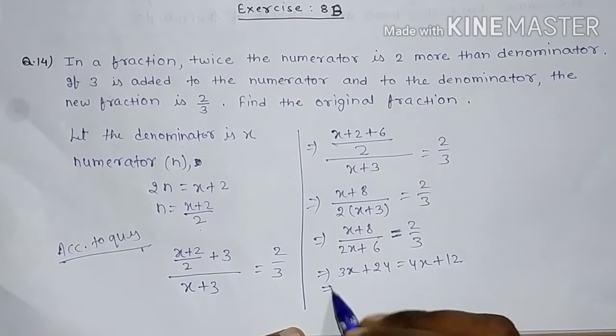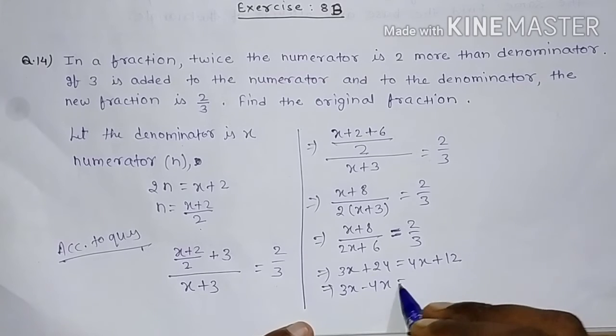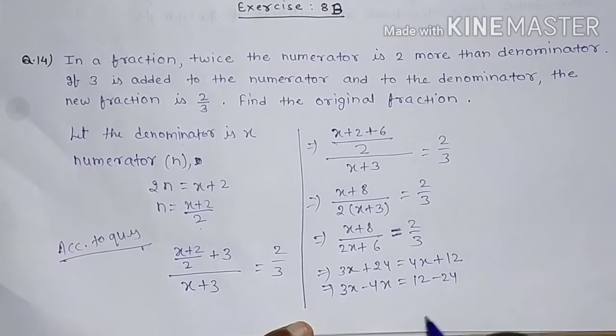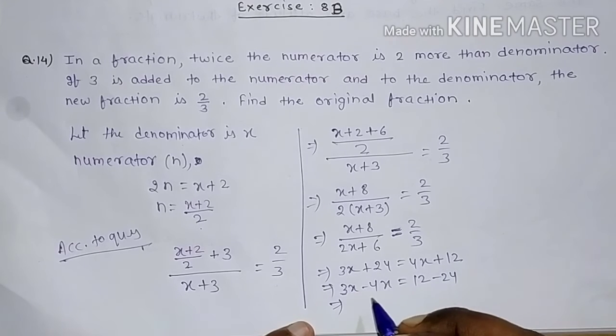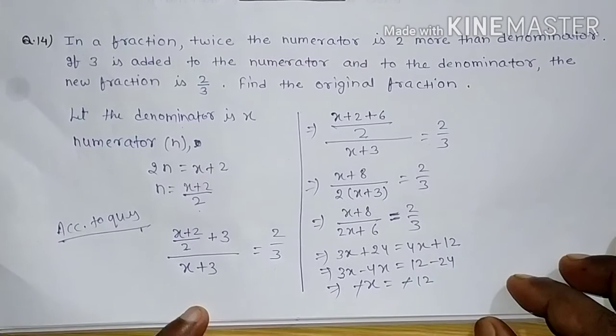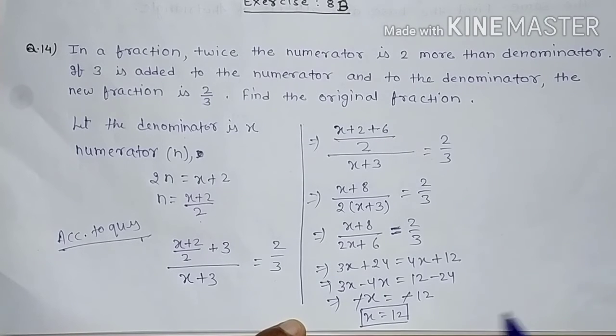Now take variable part one side and numbers to the other side. So this is 3x minus 4x equals 12. 24 goes to RHS side, so it becomes minus 24. 3x minus 4x, that is minus x, equals, this is minus 12. Minus minus cancel out. Now x equals 12. Now the value of x is 12.